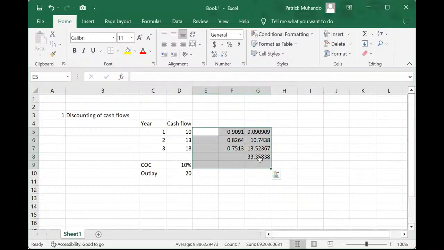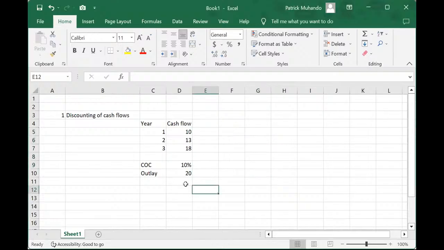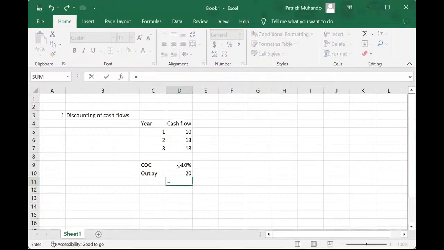Great. So we start afresh, Patrick. Great. Equals. You can see this guy started with equals. Then we are talking of NPV as a function. You can see the first argument tells you to pick the rate. He's picking the rate very well there, 10%.